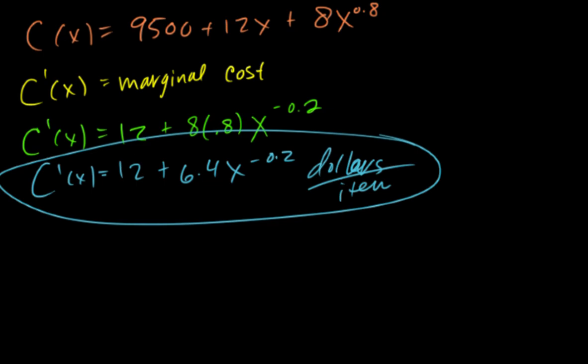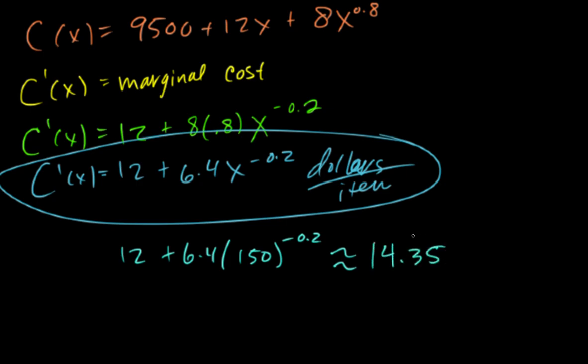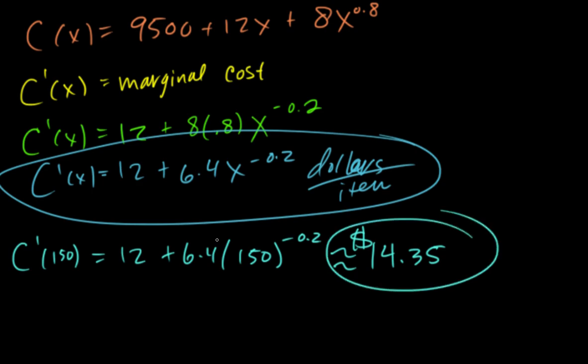Now B, find the marginal cost when 150 items are produced. So we're just going to plug in 150 here. So 12 plus 6.4 times 150 to the negative 0.2. We just plug that into a calculator and we round to the nearest cent, and we end up with that. So once again, I just plugged in the 150 to this function, and we ended up with that.